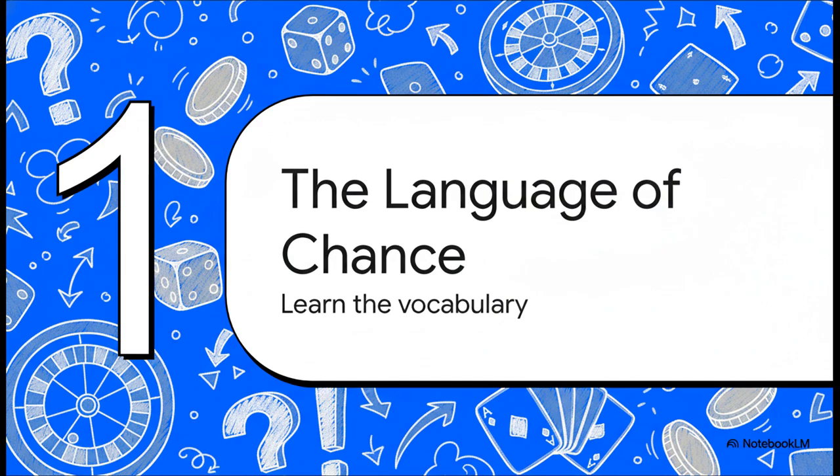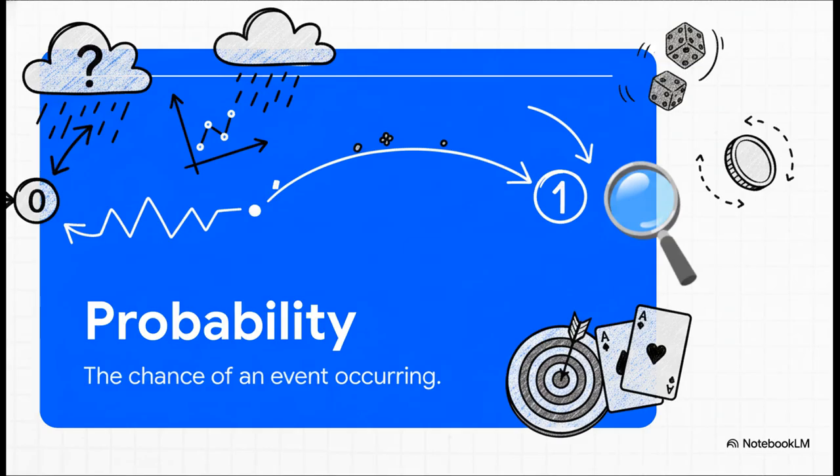Okay, first things first. Before we can start doing any of the fun calculations, we've got to make sure we're all speaking the same language. So let's learn the fundamental vocabulary of probability. It all starts with this one core idea. Probability is really just a number between 0 and 1 that tells us how likely something is to happen.